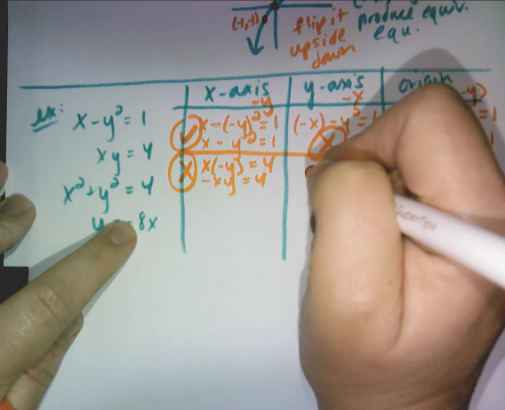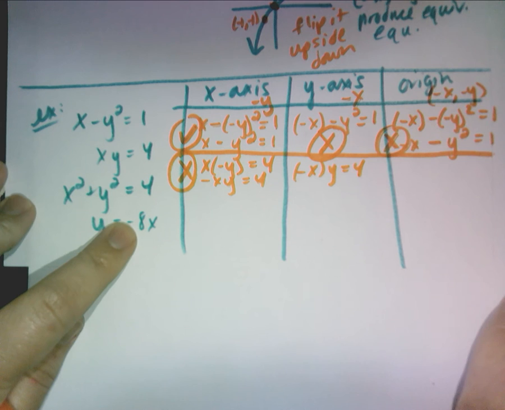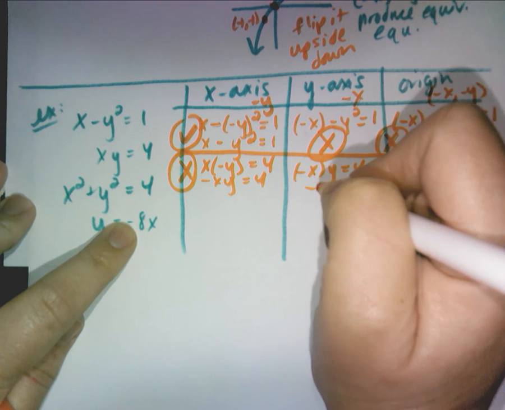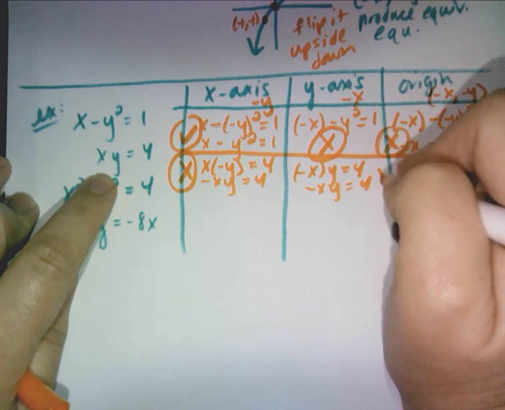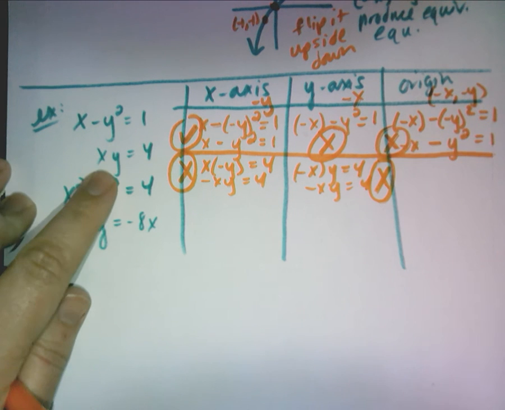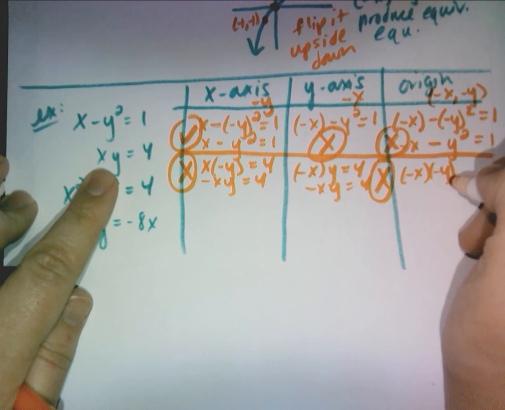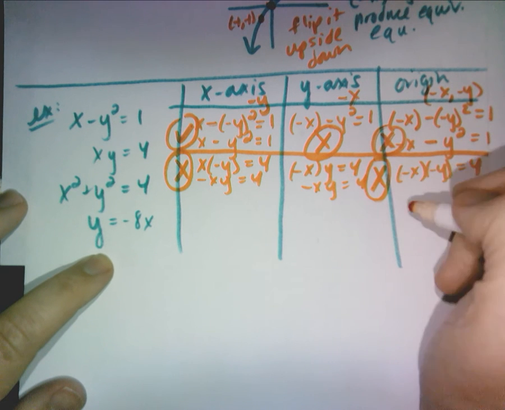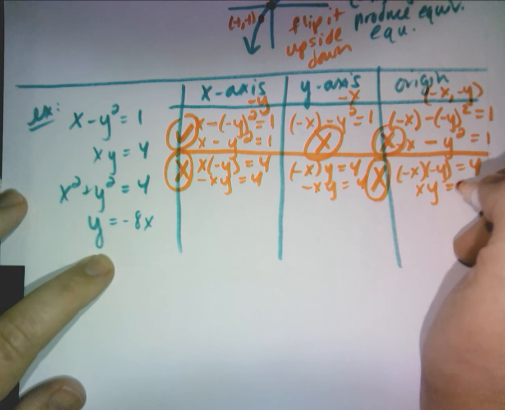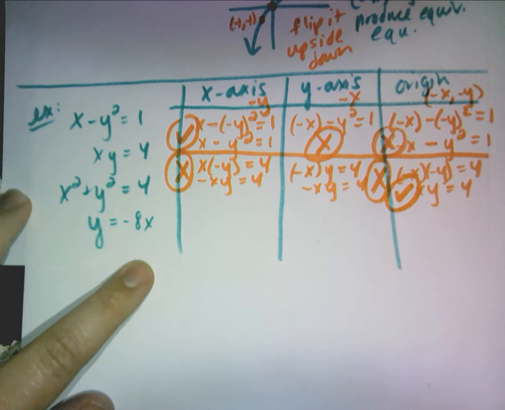Okay, let's do y-axis. Let's plug a negative x in times y equals 4. Simplify that. Negative xy. Is that the same as this? No. Well, let's do both, though. Negative x times negative y. Hey, what's a negative times a negative? And what do you get out? Is that the same as that? Yes. So I have origin symmetry.